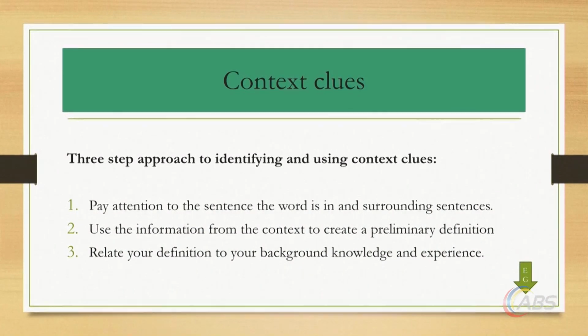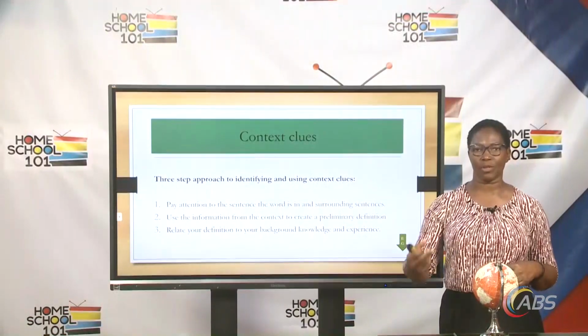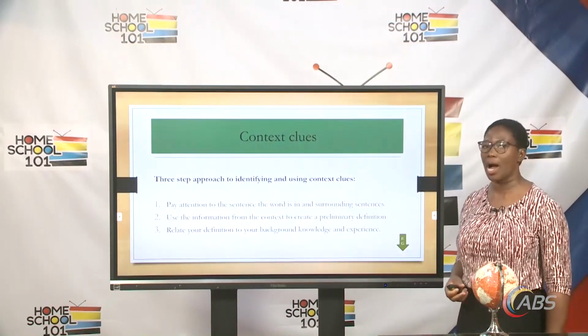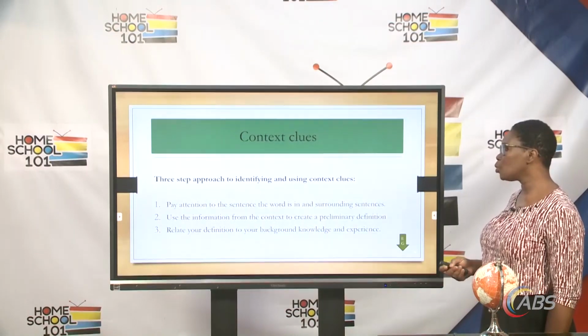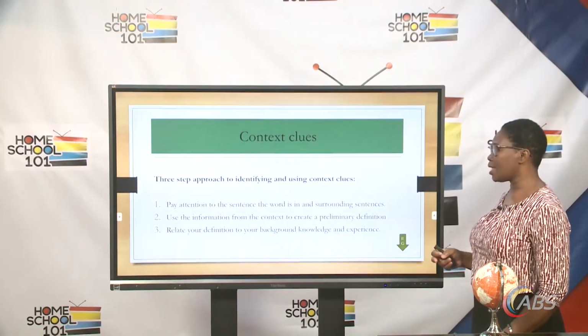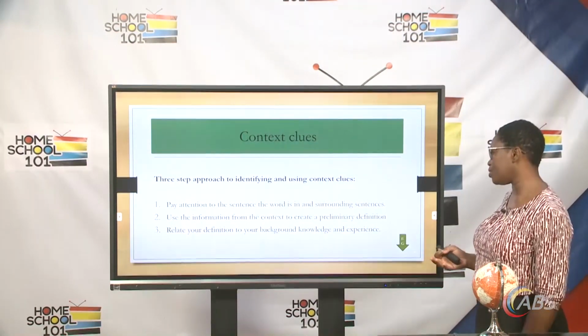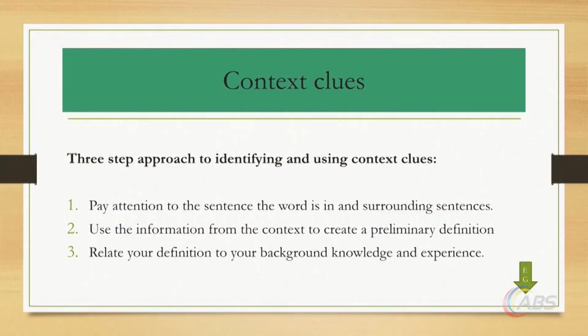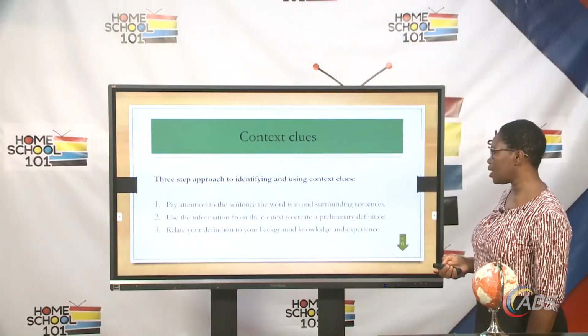First of all, you have to pay attention to the sentence that the word occurs in. And not just that sentence, but you should also pay attention to the sentences that came before and the sentences that come after the sentence with a word that you are not sure about. So you're going to use that information, the information that you gathered from the context, as well as what you know, to form a preliminary definition. You relate that to your background knowledge and fit it into the passage to see whether it makes sense. So that's how you make use of context clues, taking this three-step approach.